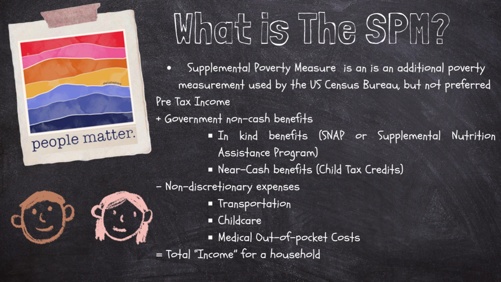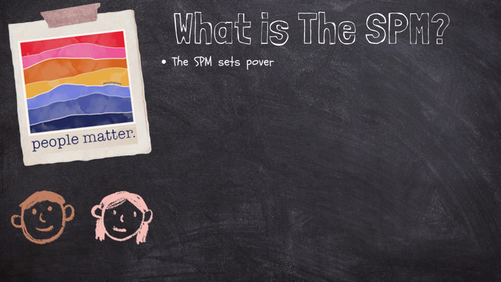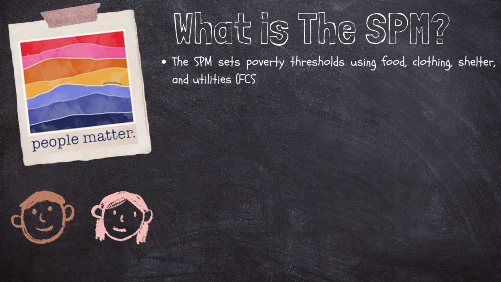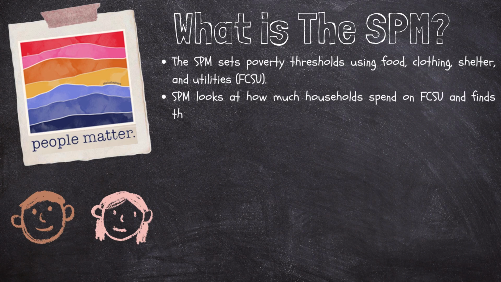So now that we know how to measure the resources of households using SPM, we need to examine the thresholds. SPM begins by examining food, shelter, clothing, and utilities, or FCSU. The SPM takes a large selection of data points and finds the median between homes that spend the most on FCSU and homes that spend the least. We then take 83% of the median and multiply it by 1.2.